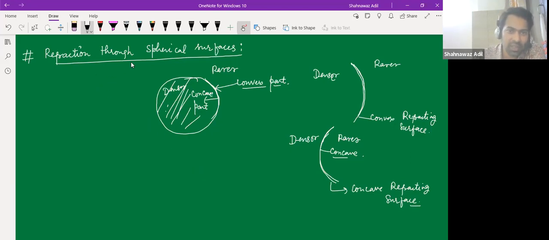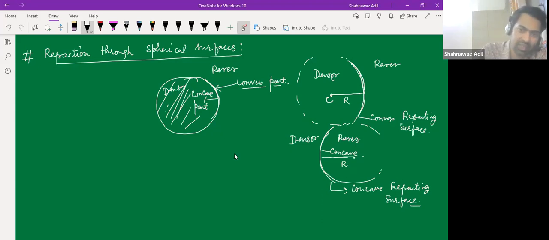And there can be two scenarios, right? But before we do that, this surface is a part of some sphere. So there would be some radius of curvature, right? So that is called this radius, and this is the center. Similarly, this would be some part of some sphere. So that would be called the center, and this is the radius of the curvature. So remembering these points, there can be two scenarios.